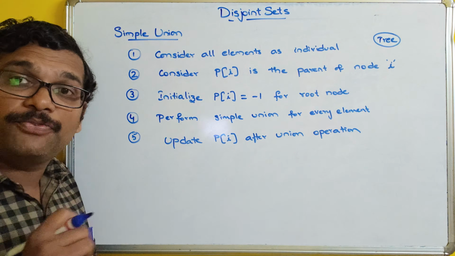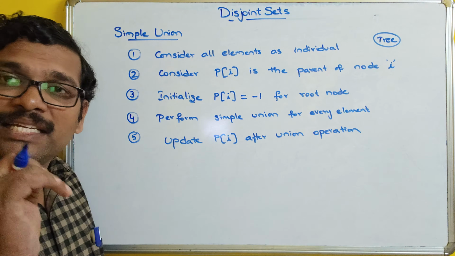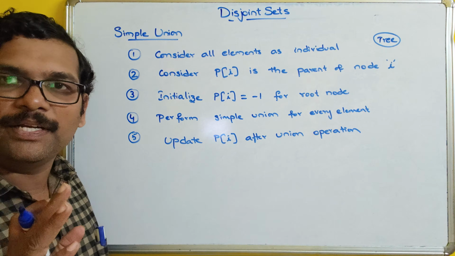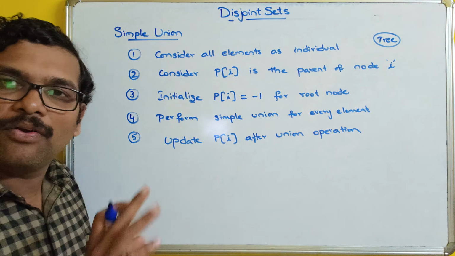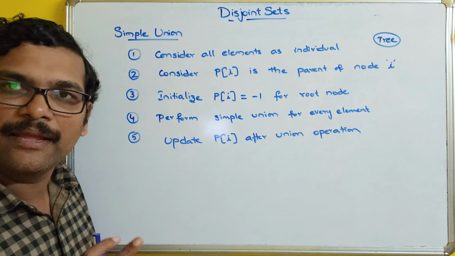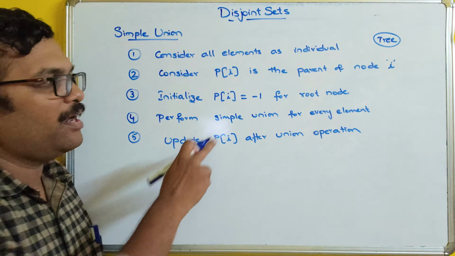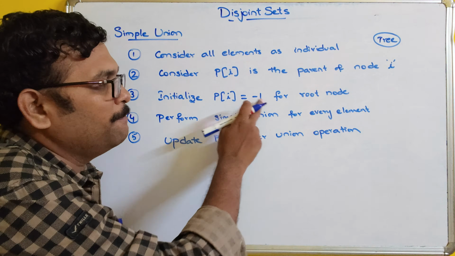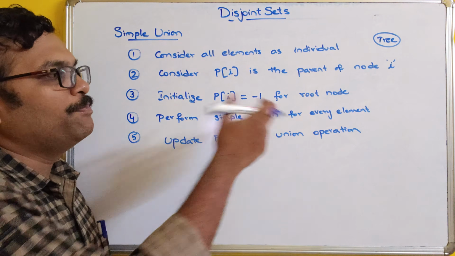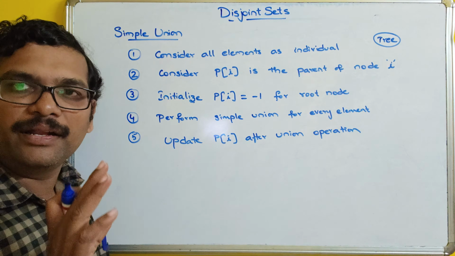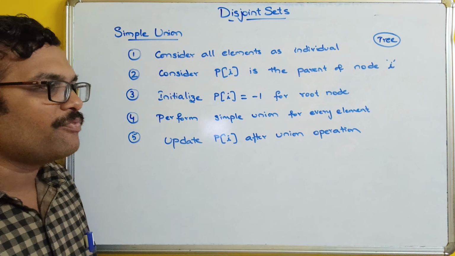Right? So these are the steps we need to follow. The first one: consider all the elements as single, individual elements. Next, let us represent P[i] as the parent of node i, and initialize the parent as -1, I mean -1 for the parent nodes. That means a root node. Then perform the simple union for every element one by one. Then update P[i] after the union operation.